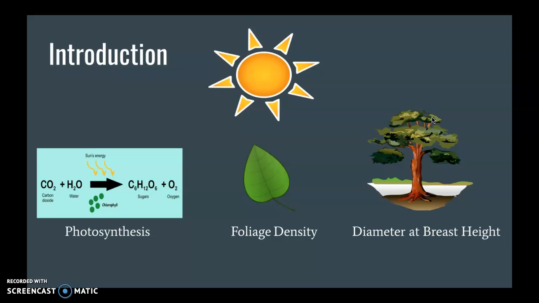How exactly do we measure how much sunlight a tree absorbs through its leaves? We use foliage density, which is the total leaf surface area per unit volume of space. How do we measure a tree's growth? We can measure a tree's growth by using the DBH of a tree, or better known as diameter at breast height. We use the DBH of the tree to estimate the volume, biomass, and carbon storage of the tree.